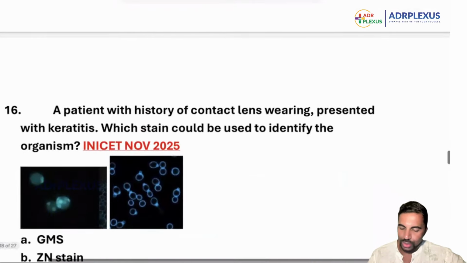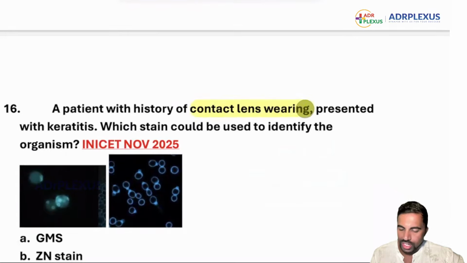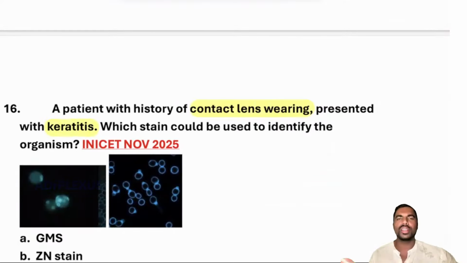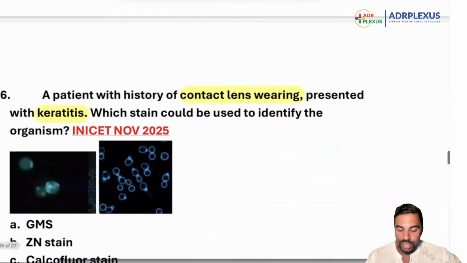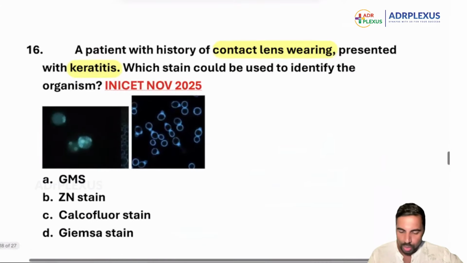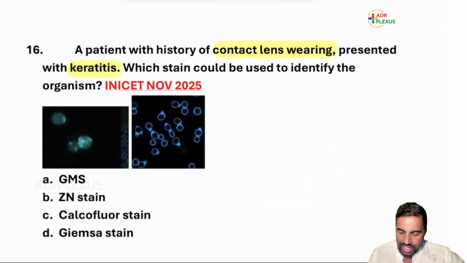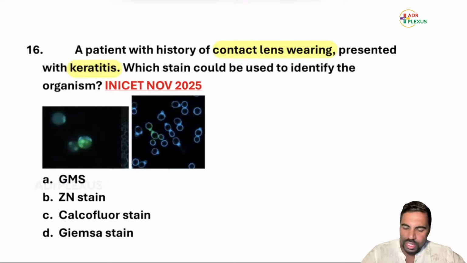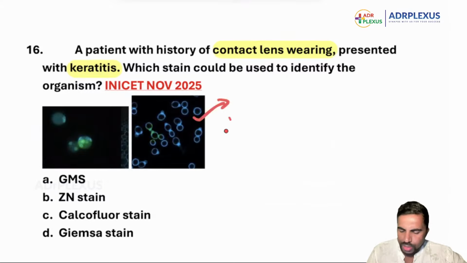Another question. The clue is there: contact lens wearing, presenting with keratitis, that's Acanthamoeba, or Pseudomonas can be. But here, in this picture, it is more like that. Whatever picture they've given, they told something white color. This picture we repeated many times, we studied it. So this picture is calcofluor white, even if there is no clue.